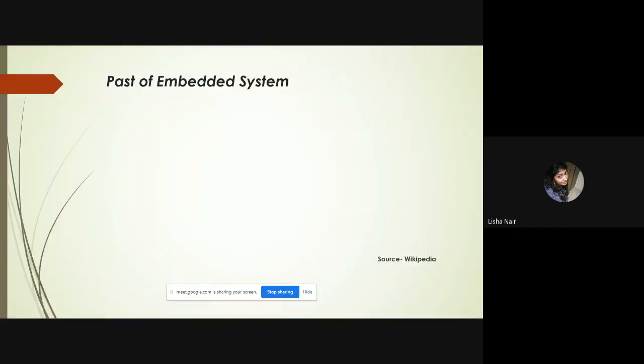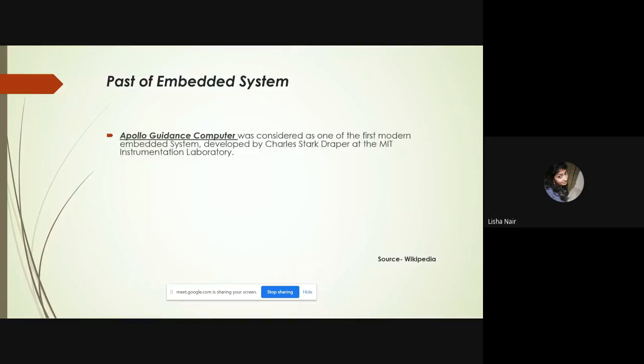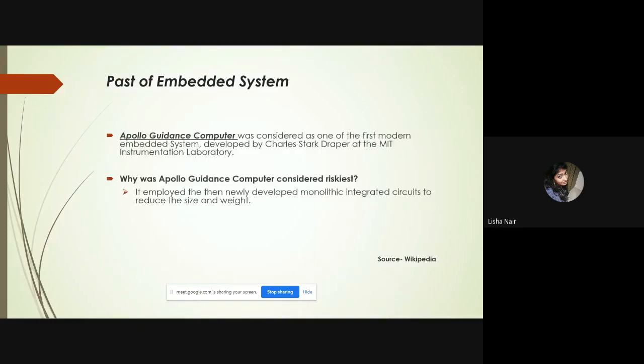So what used to be an embedded system in the past? I'm not sure if you know the Apollo guidance computer.